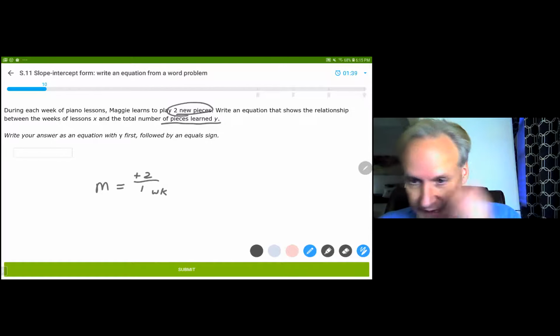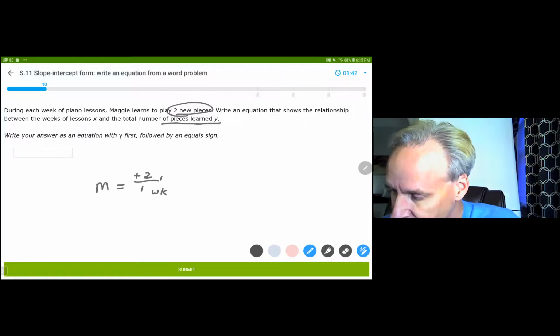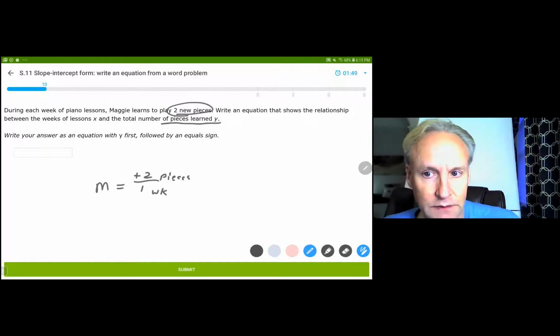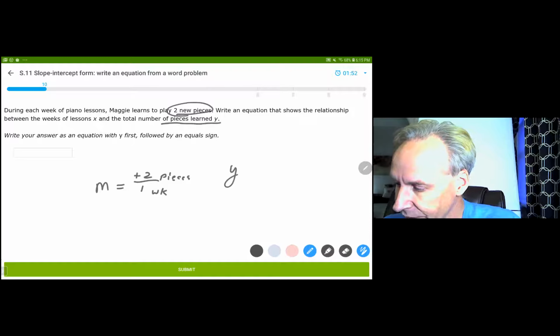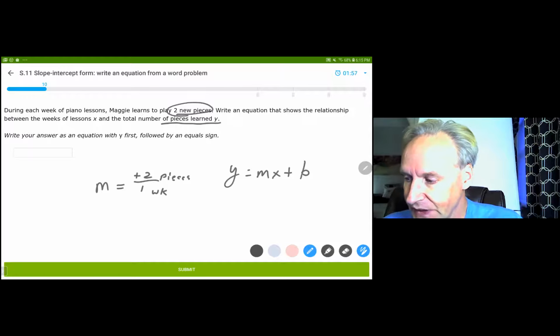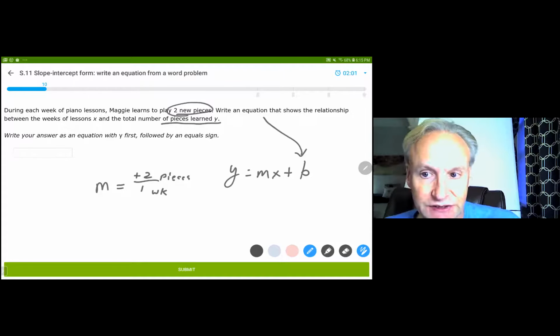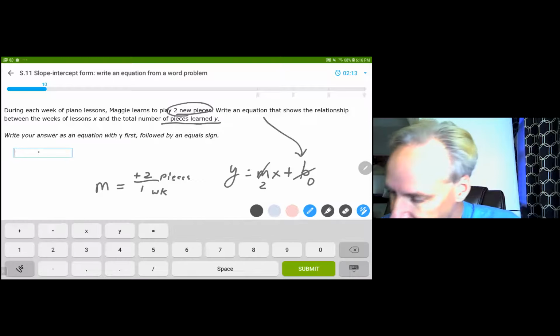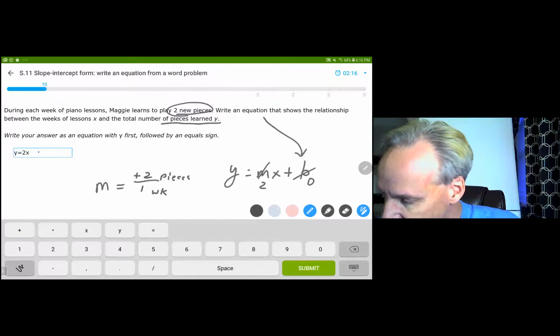And so M is equal to 2 over 1. This is pieces per week. Notice that this is a rate of change or a rate. And we always write Y equals mx plus b. It just so happens that the B in this case, it doesn't say that she started with any. It's saying that she's learning 2 new ones each week, and we want to know how many new ones that she's learned. So we're starting with this one to be 0. And of course, this is the 2. So it's Y equals 2x. Sorry, probably too much information there.